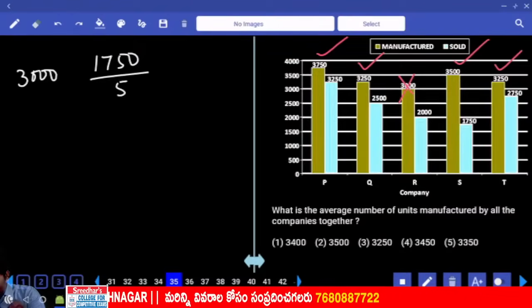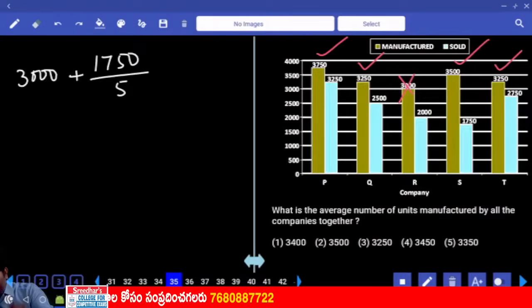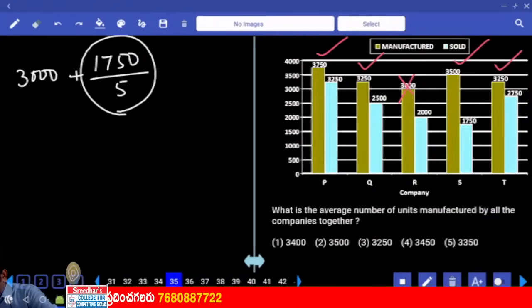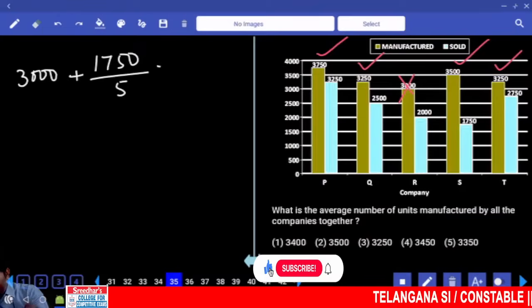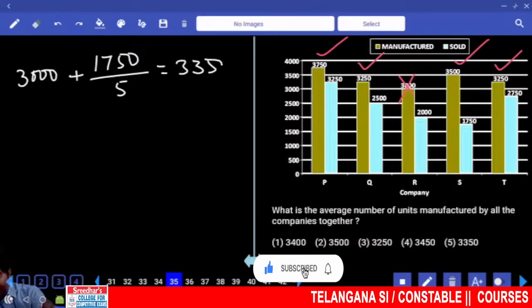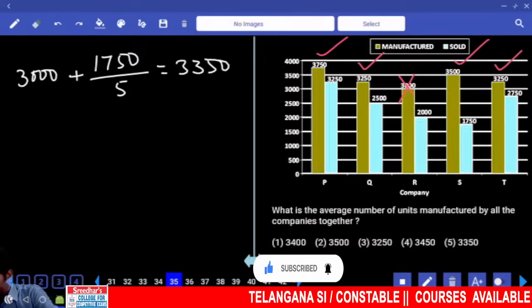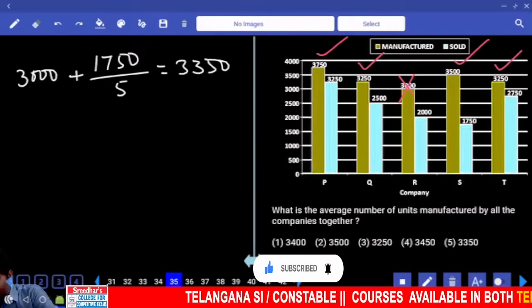After making every number 3000, still you are left with 1750. This must be adjusted among each one, so each one gets 1750 divided by 5 only. Divided by 5 meaning divided by 10 into 2. Divided by 10, 175 into 2. Double. 350. 3350. Okay na?